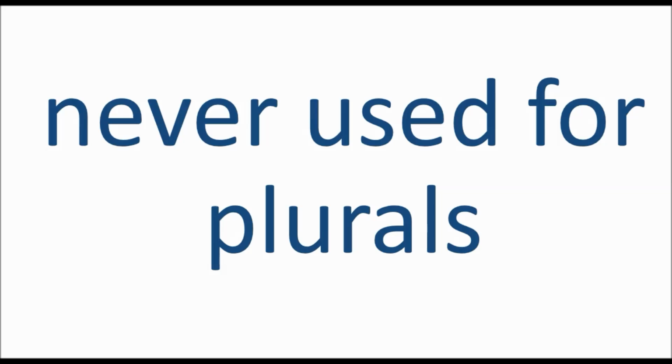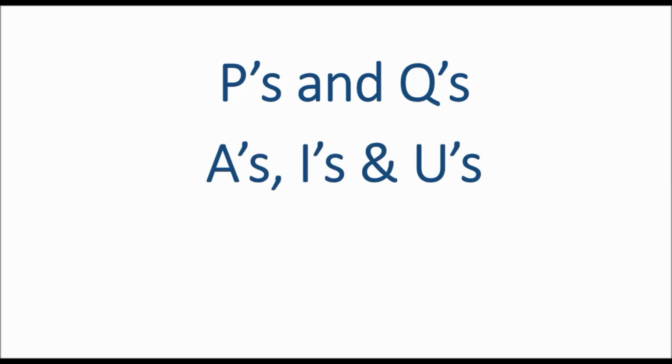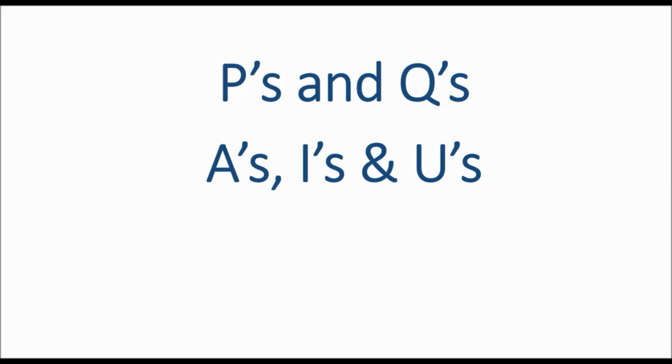What about other exceptions? Well, remember when I said that apostrophes are never used for plurals? Well, there's an exception to that too. If a letter is isolated in plural, and here's what I mean. You know the expression mind your P's and Q's? Well, here we're using the apostrophe to create a plural, to show that there's more than one P and more than one Q. Here's another example, the A's, I's, and U's. Here you could see why you need it, because if you take out the apostrophes, then it's as, is, and us, and that's not what you're trying to say.